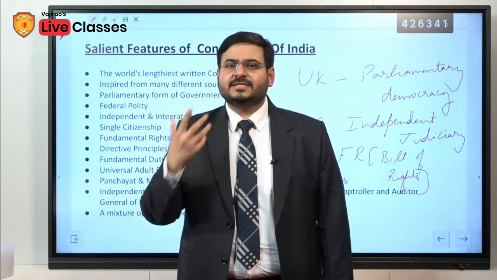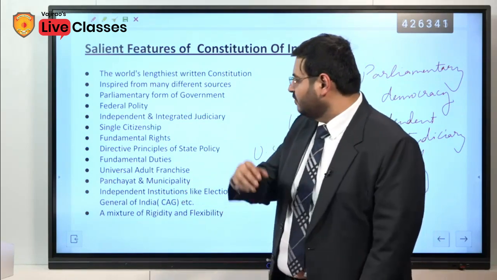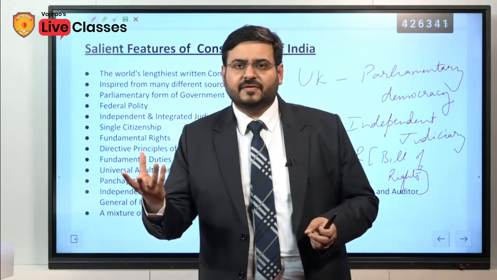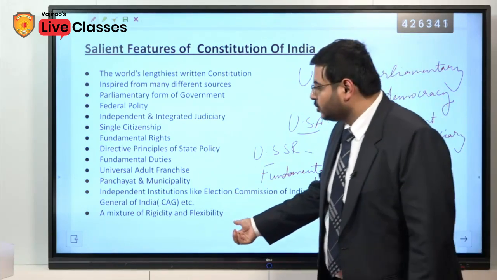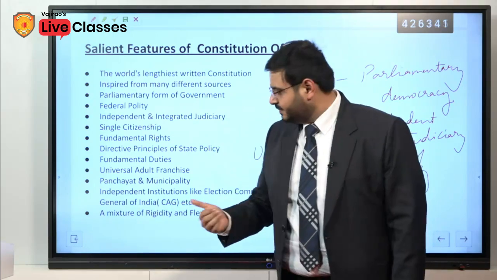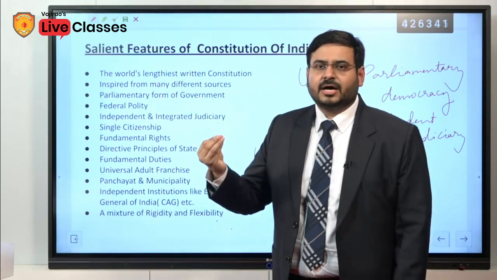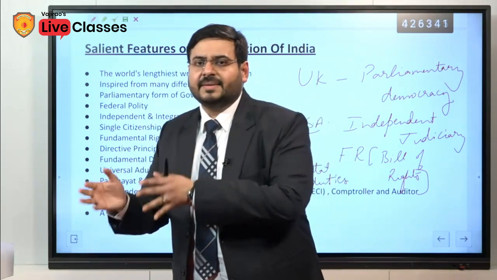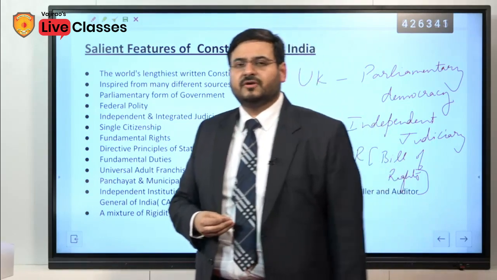We have a system of panchayat and municipality which is nowhere in the world. So we have a third tier of government. We have independent institutions which are autonomous, like the Election Commission of India and the Comptroller and Auditor General. And the Constitution is not rigid. The Constitution allows amendments to itself, but it is also not very flexible because the amendment procedure has to be followed using certain types of majority. These become the salient features of the Constitution of India.